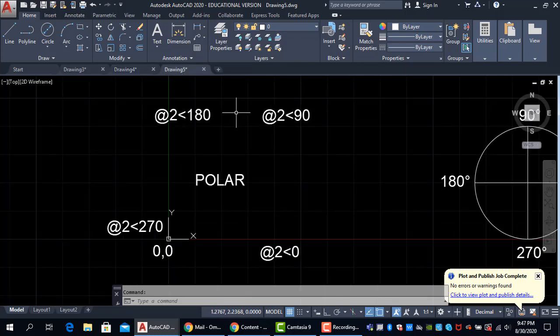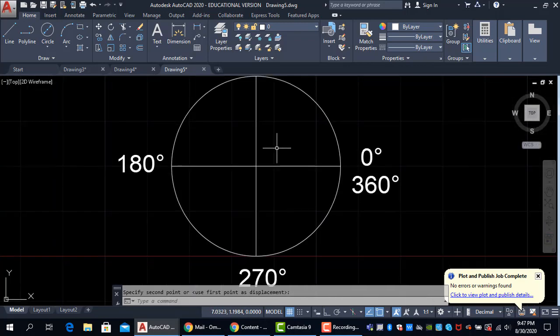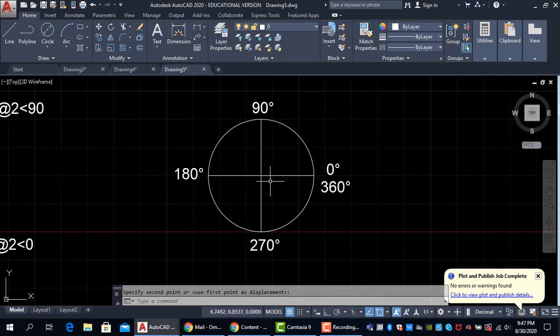Last one. The last one is polar. Whenever you hear polar, that refers to angles. And before we go into this one, let's review this. And I know you guys know this. Your degrees. By the way, AutoCAD by default sees the degrees counterclockwise.